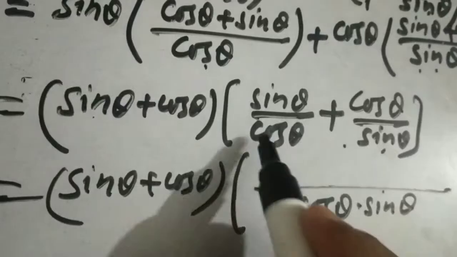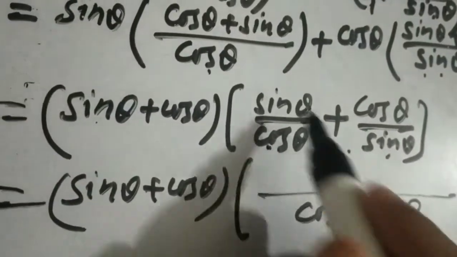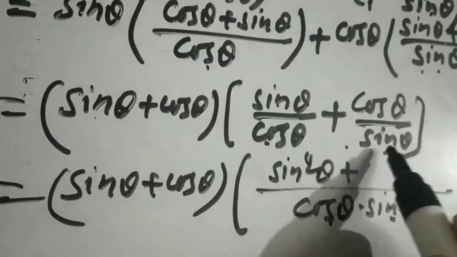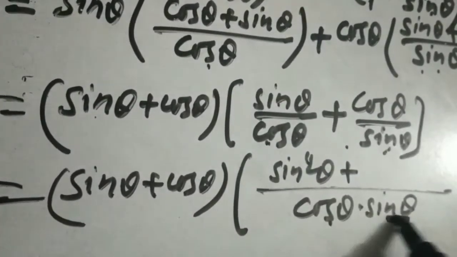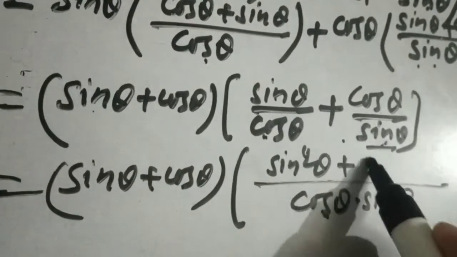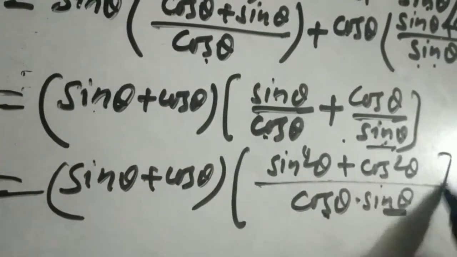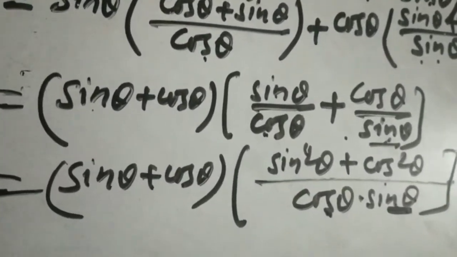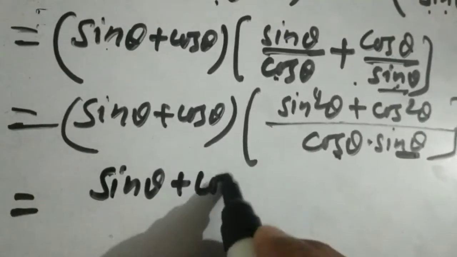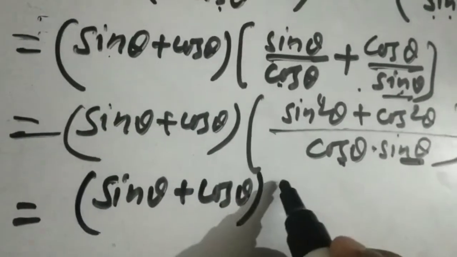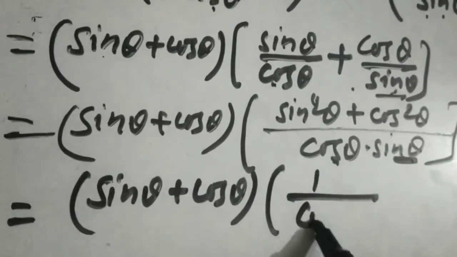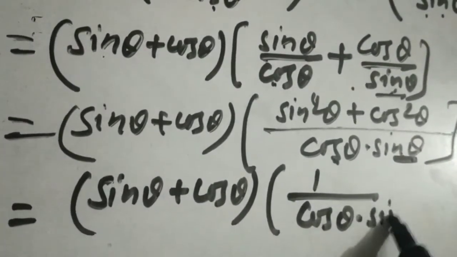Now cos will cancel with cos, then sin will be left, and sin multiplied by sin will be sin square theta. Plus, sin will cancel with sin, then cos will be left, and cos multiplied by cos will be cos square theta. Okay, now it will be sin theta plus cos theta into (sin square theta plus cos square theta) upon cos theta into sin theta, which is equal to 1 upon cos theta into sin theta.